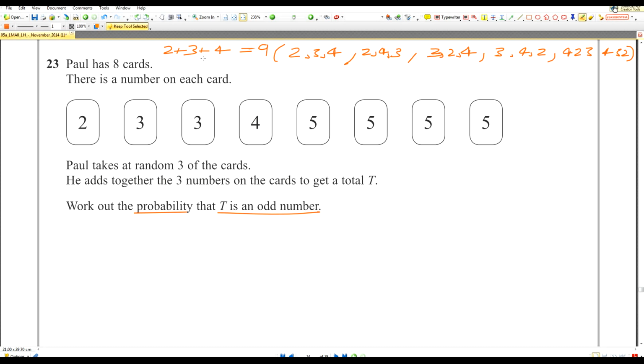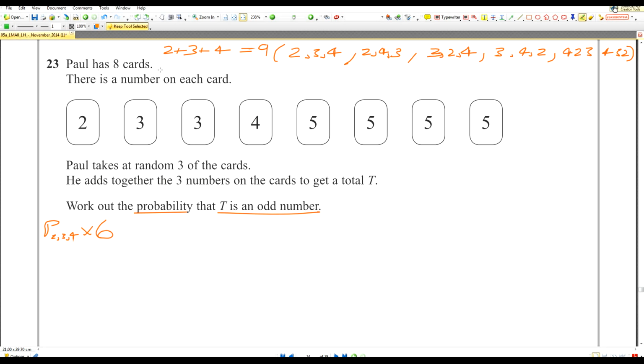When we have a 3-number addition, those three numbers can be rearranged in 6 different ways. So let's write that down. We can say here the probability of a 2 and a 3 and a 4, we have to multiply by 6 because there are 6 different ways of it happening. That's one particular combination.